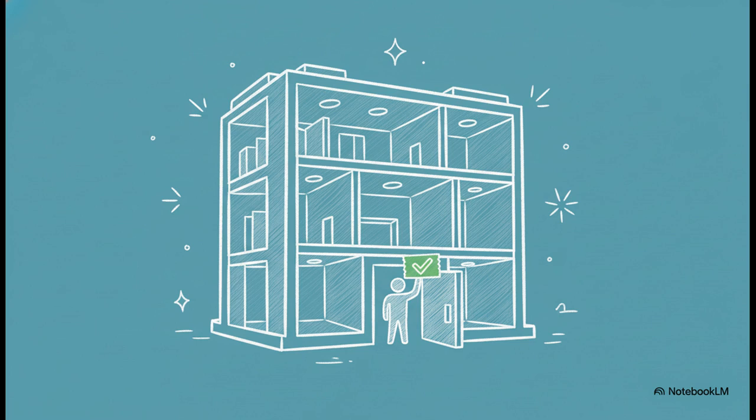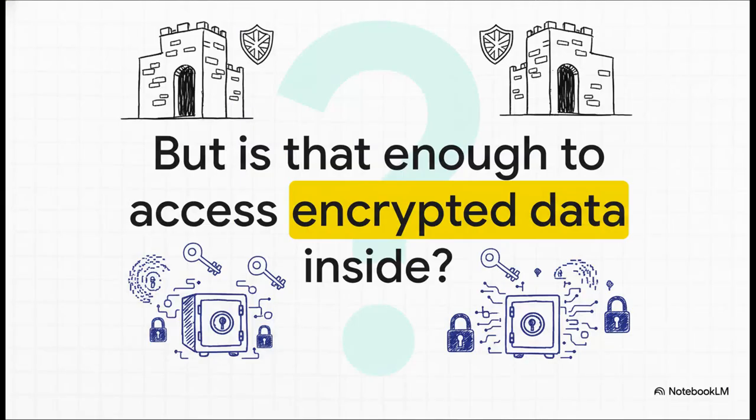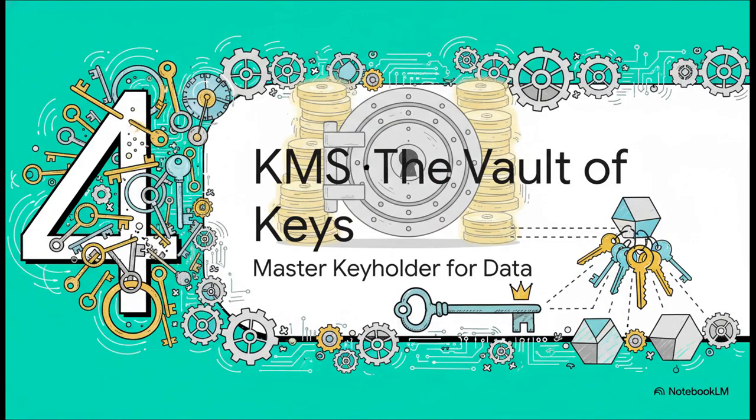You're officially authenticated, you are inside the building, but the job's not quite done yet. And here's the catch, right? Just because you have a valid ID and you're allowed inside the building, does that mean you can just walk up to any vault, crack it open, and see what's inside? Of course not. The most sensitive data is encrypted, locked away tight in digital safes. This is exactly where our second guardian comes into play, the KMS, or Key Management System.